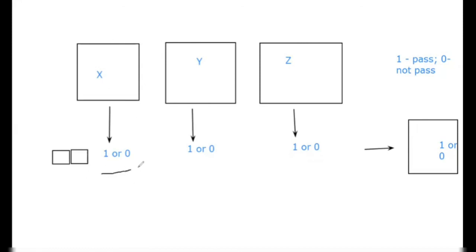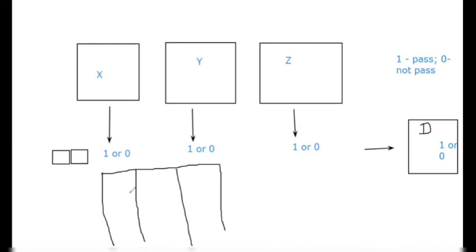I'll draw it in simple way. You can have manager's decision. I will mark as D. Okay. X, Y, Z and D. X, Y, Z and D.